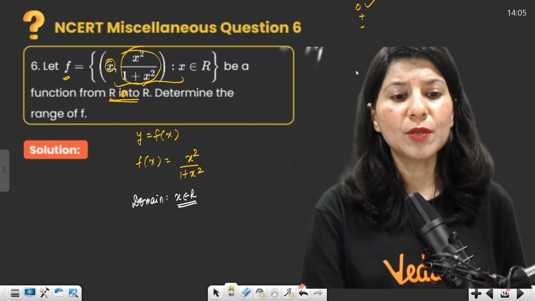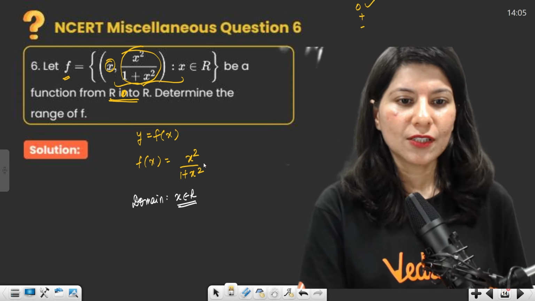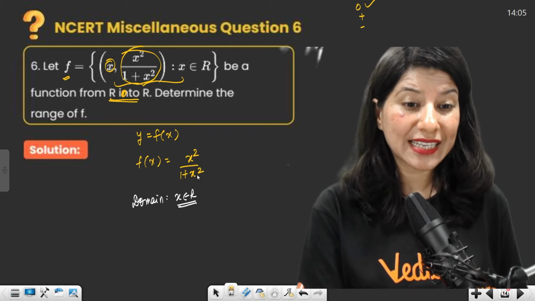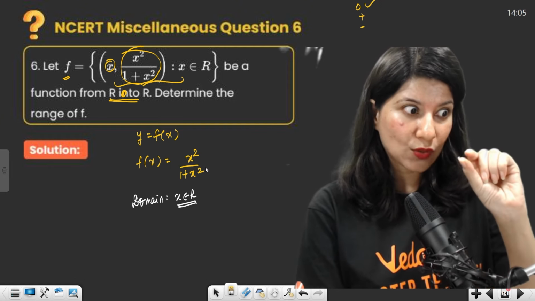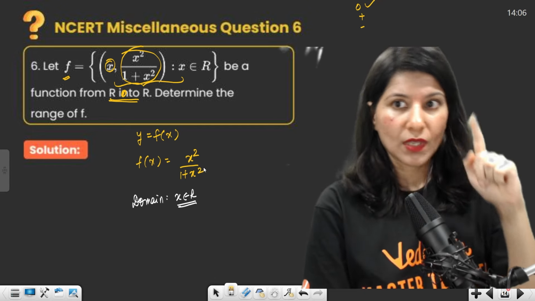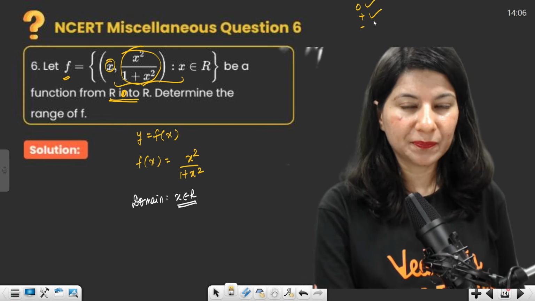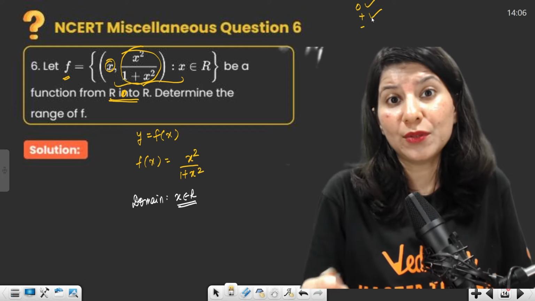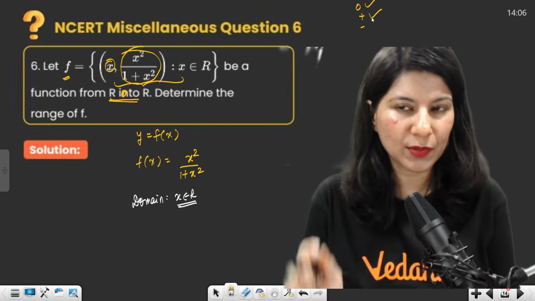ठीक है? What about positive? Can it be positive? So x square is anyway positive. 1 plus x square is also positive. You are adding 1 to a square. That is a positive quantity. So positive is always possible. What possible values, we don't know. But some positive values are always possible, right?